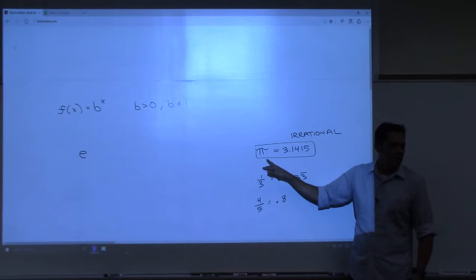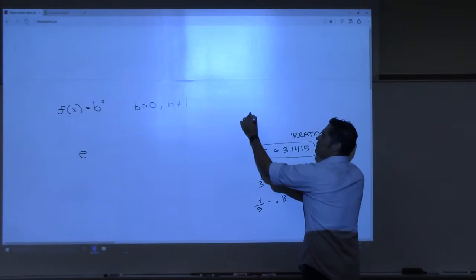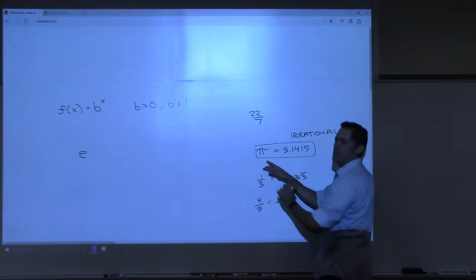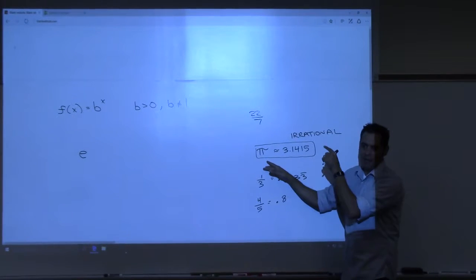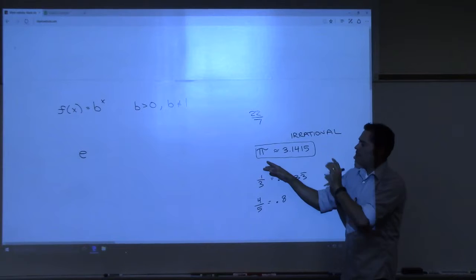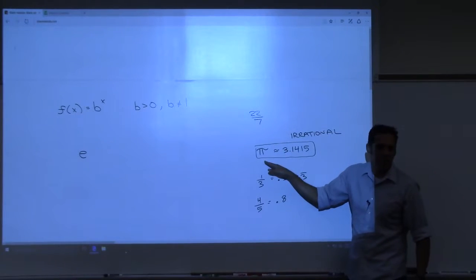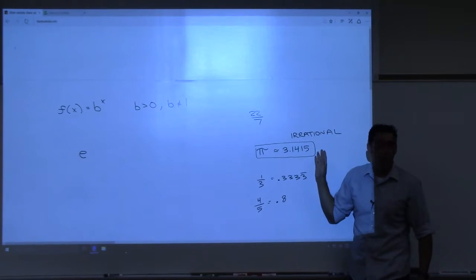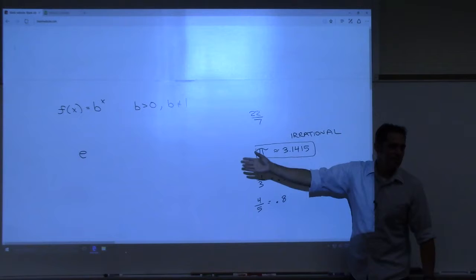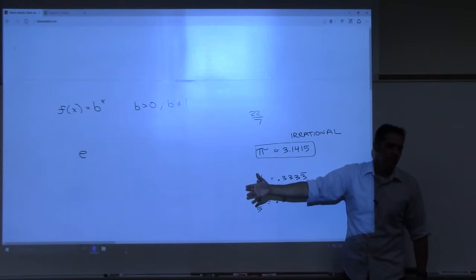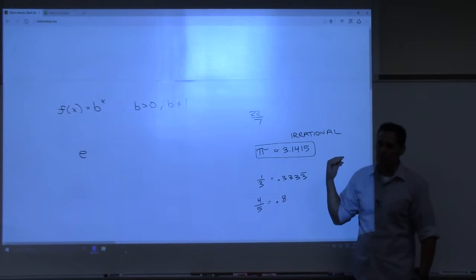Numbers that cannot be written as fractions, there is no fraction for pi. If there was, I'd just tell you what the number is. The Chinese got very close. The Chinese used 22/7 to approximate pi, but it's not pi. It's close to pi, but it's not. It's impossible to create a fraction that generates pi. So it's not a fraction, not a rational number. There's no ratio for it. It's irrational.